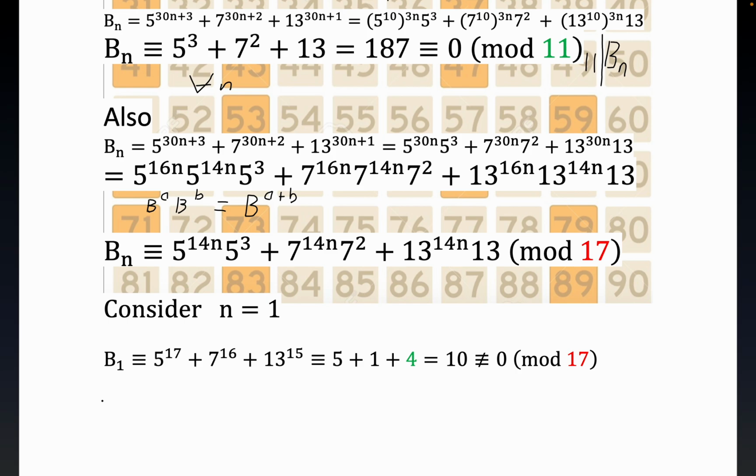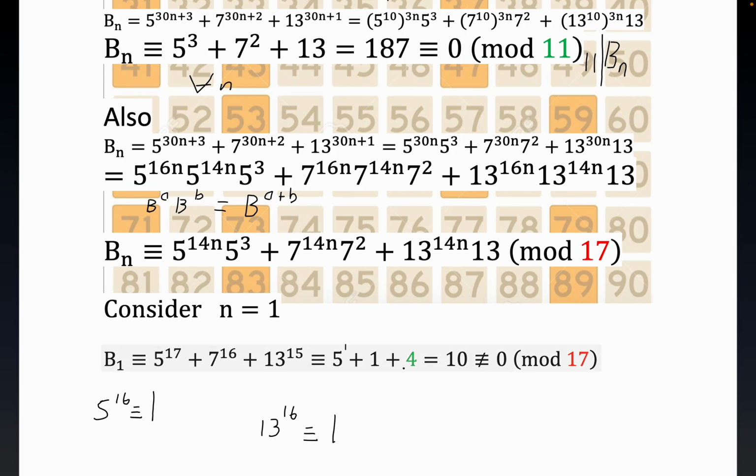Well, again, 5 to the 16th is congruent to 1. And so you can see why there's just a 5 left right here, right? We ripped out 5 to the 16th, and all we're left with is 5. And 7 to the 16th is just congruent to 1, right? That's why we have a 1 here. Now, 13 to the 15th was a little trickier, and let me show you how it worked with that. 13 to the 16th, by Fermat's little theorem, is congruent to 1. And, of course, we're talking mod 17.